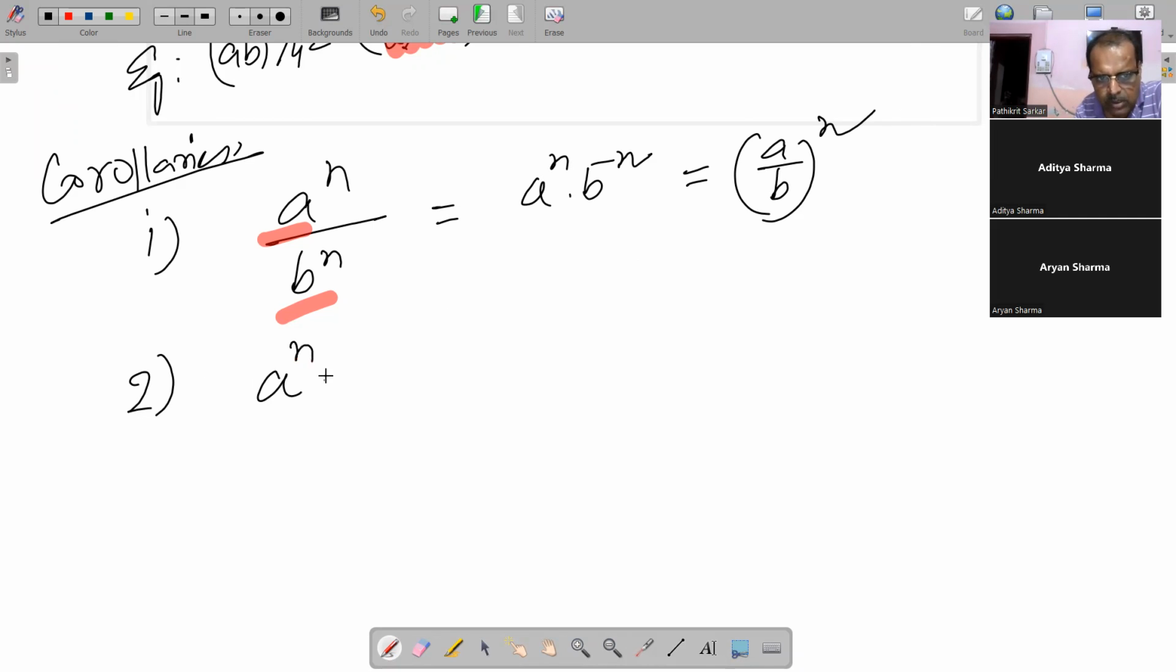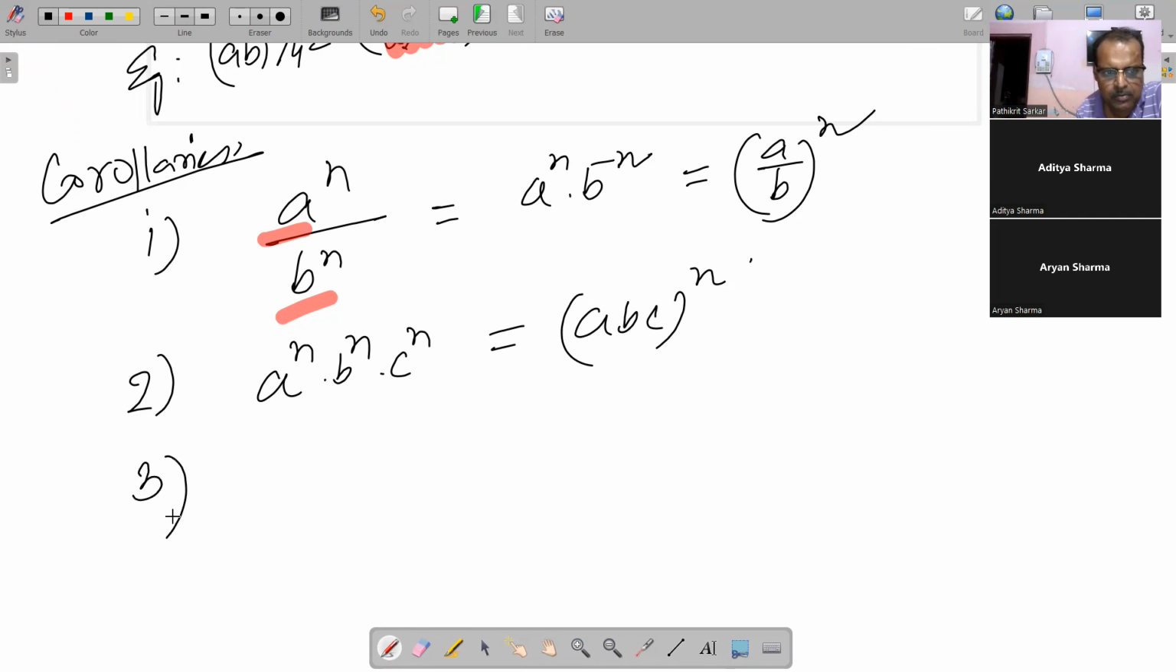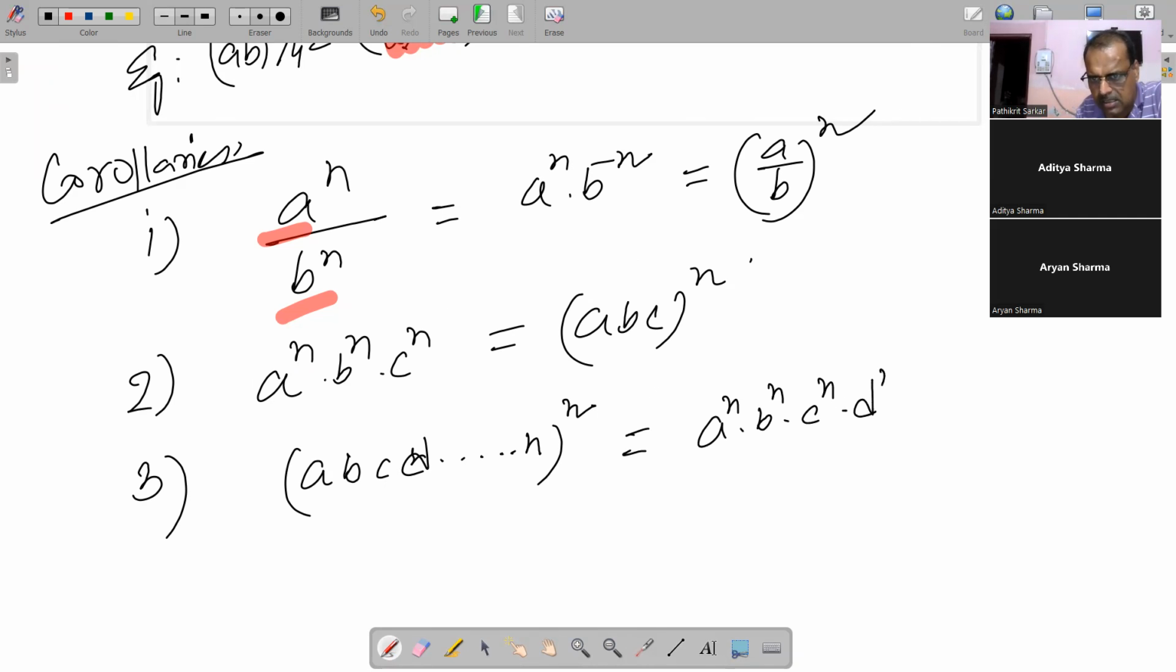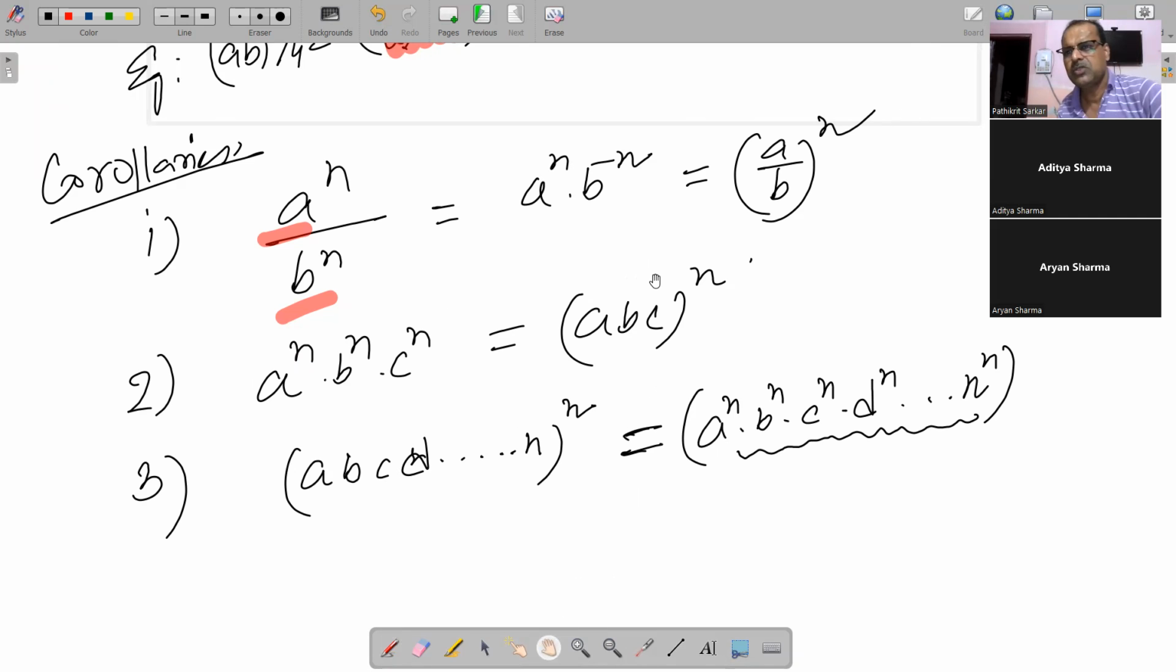Corollary number two is a to the power n, b to the power n, c to the power n. This we can write as (abc) whole to the power n. That is corollary number two. And corollary number three, in case we see a, b, c, d and so on up to n, all to the power n. That means this is a to the power n, b to the power n, c to the power n, d to the power n, and so on, and the last one is n to the power n. So these are the ways we can represent this entire thing. That is the structure by which we can represent the entire portion.